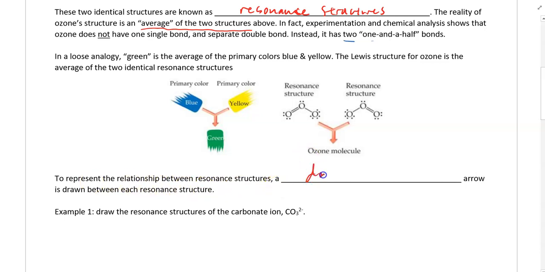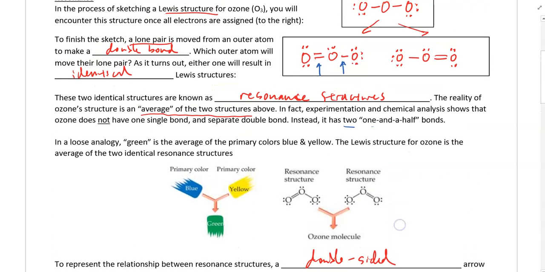We use a double-sided arrow that we draw between each of the resonance structures. So if I go back up here, these are my resonance structures. This is one resonance structure. Here's the other one. The double-sided arrow I'm talking about looks like this. So they go back and forth.